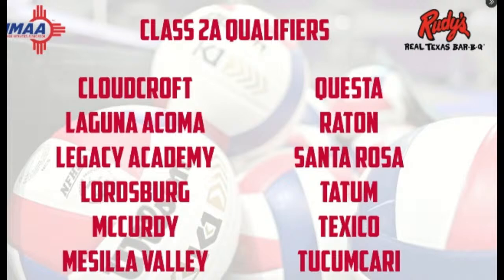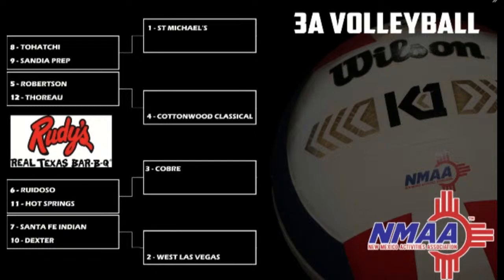We've also got McCurdy, Mesilla Valley, Cuesta, Raton, and Santa Rosa, who are going to be playing. So Raton sitting 14-7 right now. Santa Rosa sitting 9-13. They could improve their stock, or Raton could continue to improve theirs.